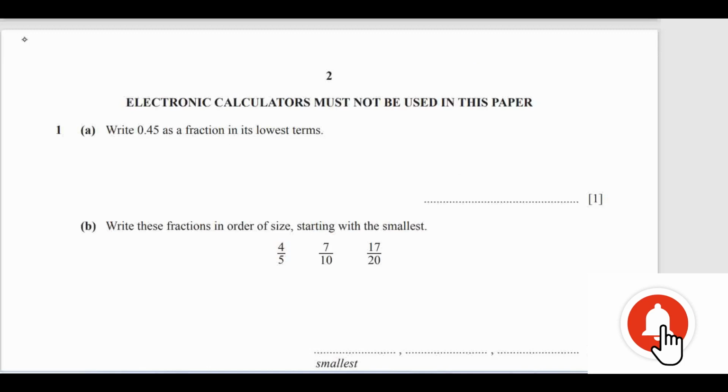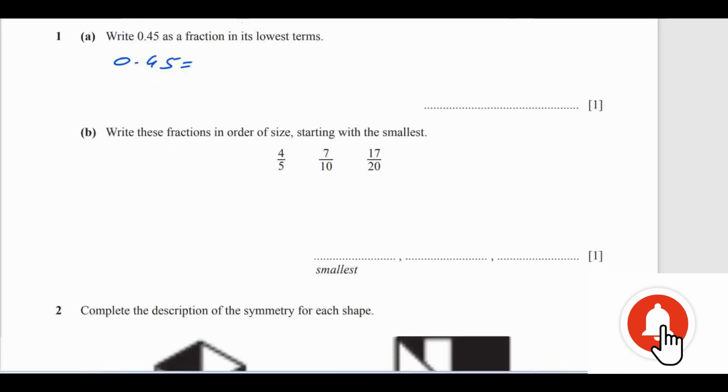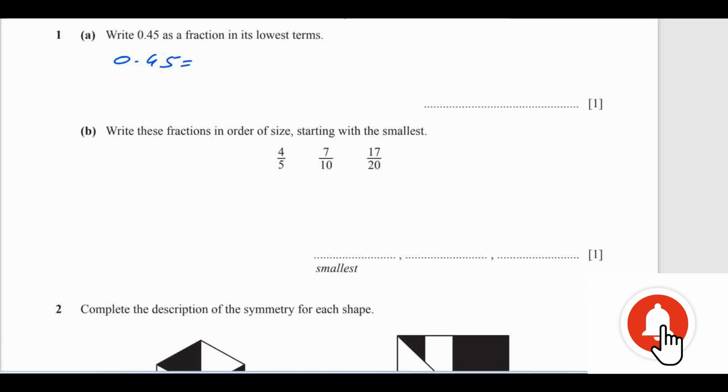Write 0.45 as a fraction in its lowest form. So as we can see, 0.45 will be equal to 45 divided by 100, because if we remove this decimal we have to put 1 over here. Now further we can simplify it as 5 9s are 45 and 5 20s are 100. So the final answer will be 9 over 20.